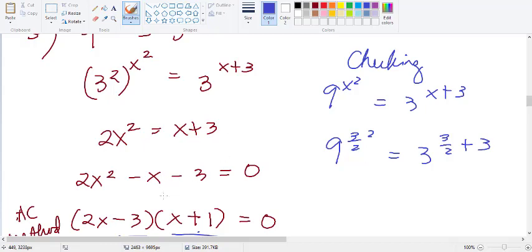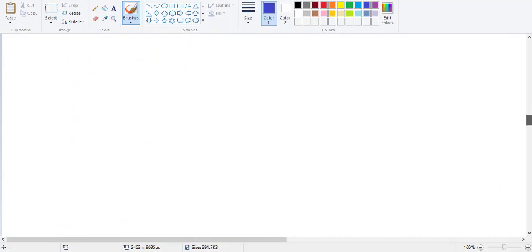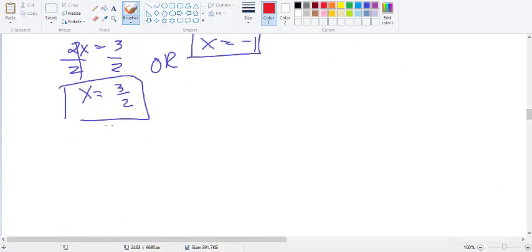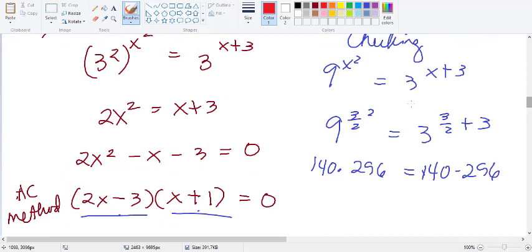So, this part is 140.296 is equals to 3 to the power of 3 halves. Okay, so meaning 3 halves is indeed a correct answer. It is a value of x because it makes the equation true. Okay? Try natin yung isa.